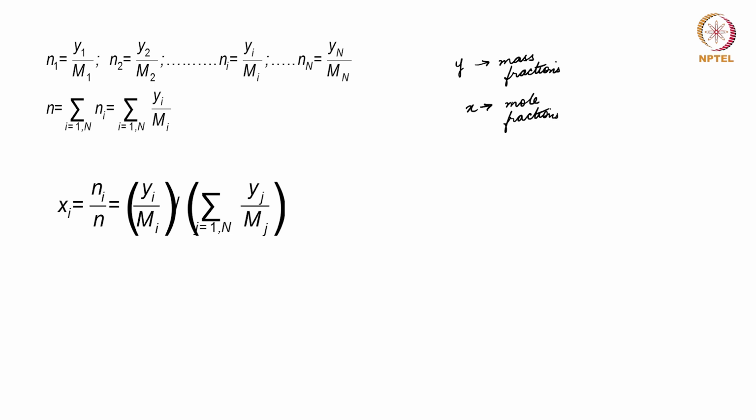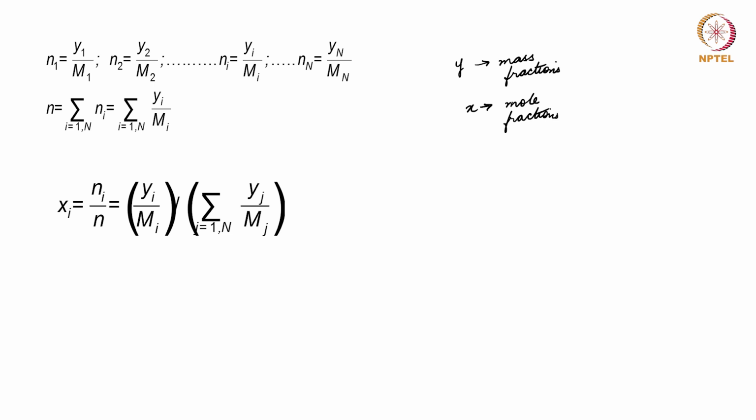But in this special case, since I have taken 1 kg of mixture, instead of the mass of component 1, I can write Y1. Therefore the number of moles N1 is Y1 by molecular weight of 1, N2 is Y2 by molecular weight of 2, and so on, as we see in the first line of the slide. If I want the total number of moles in the mixture, I sum up the individual number of moles of the components, so N, which is sigma of Ni, is equal to sigma of Yi by Mi, as shown in the second line.